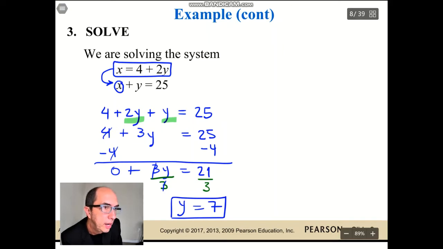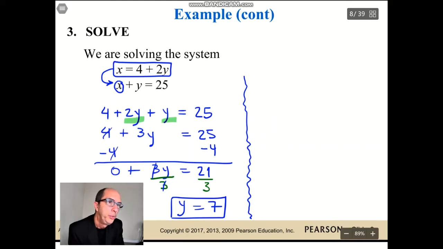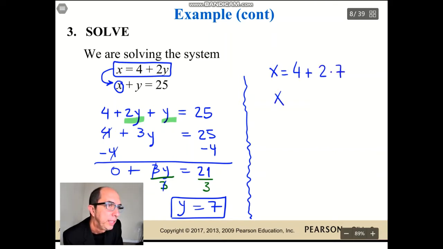Great! Now we found a value for y. We can plug this value in the first equation and find x. x equals 4 plus 2 times what? 7. That means x equals 2 times 7, 14, plus 4, 18. x equals 18, y equals 7. If you want to represent it as an ordered pair, 18 and 7.